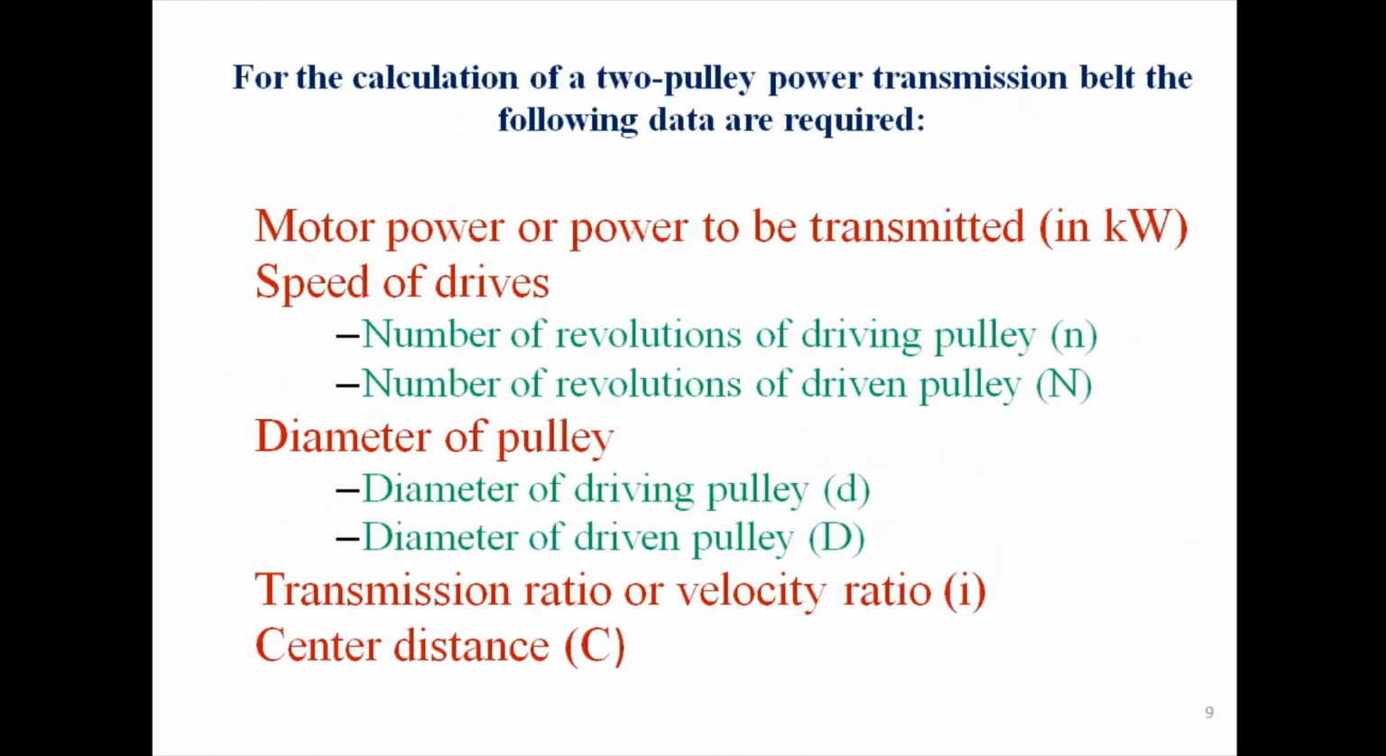First one, belt drive. For designing a belt drive, we need the following specifications, the following data. First, the power to be transmitted from the motor. Next, speed of the drive, speed of the driving pulley as well as speed of the driven pulley, diameter of driving pulley and diameter of driven pulley, center distance, and transmission ratio. So these are the fundamental parameters we need to design any belt drive, flat belt or V belt.